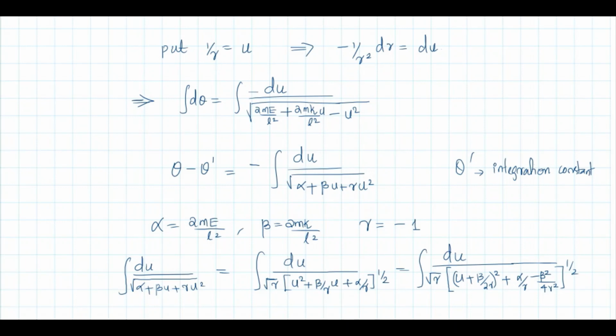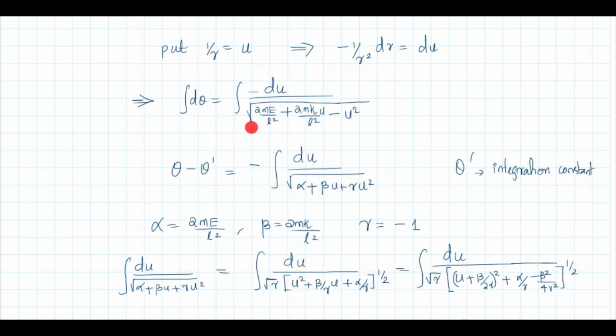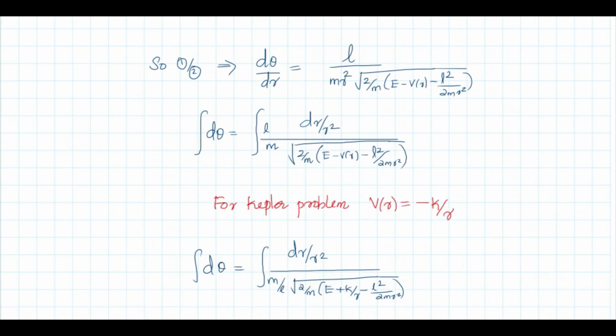Now put 1 by r is equal to u. So minus 1 by r square dr is equal to du. Therefore, you can write dr by r square as minus du divided by square root of, you take this m and L into the bracket.